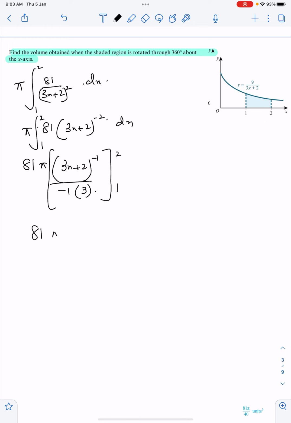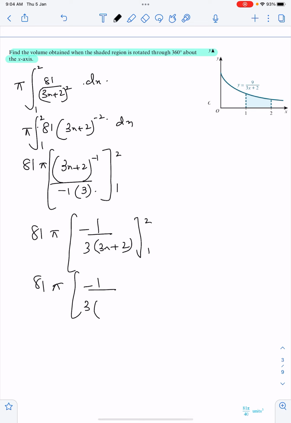So 81 pi is still outside. I am going to simplify this first. This will become negative 1 upon 3, 3x plus 2 to the power of 1, and now I have to apply the boundaries. 81 pi still remains outside. Minus 1 upon 3, 3 into 6 plus 2 is 8, minus, and this is going to be minus 1 upon 3, 3 plus 2 is 5.